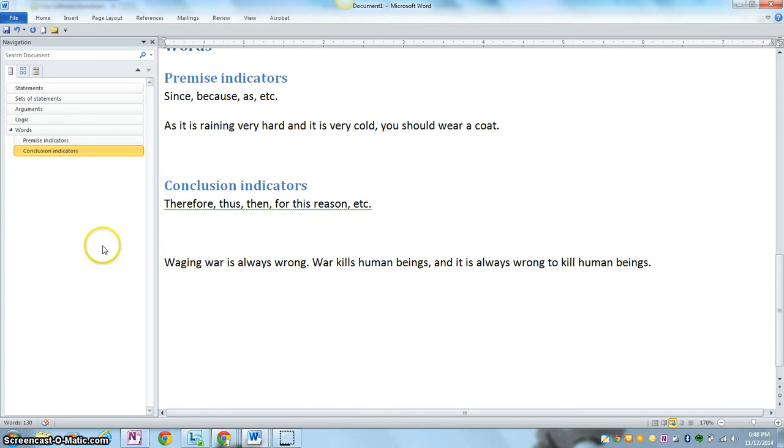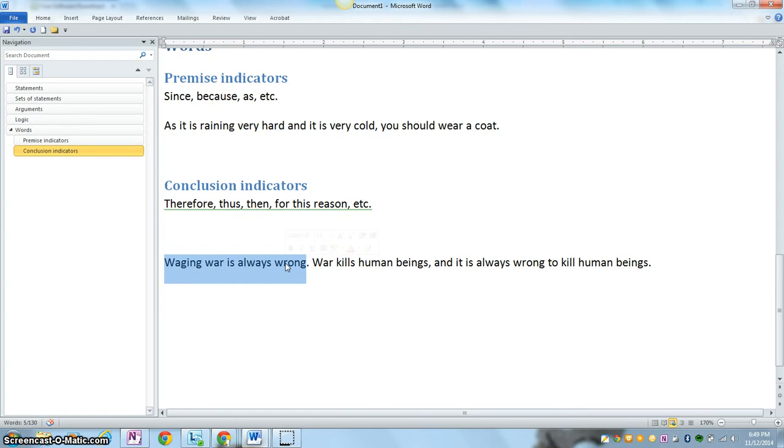This is an argument because the statement waging war is always wrong is given as supported by the other two. These are two reasons: war kills human beings, and it's always wrong to kill human beings. These are two reasons for believing that waging war is always wrong. If you accept these premises, then the conclusion follows from the premises or is supported by the premises.